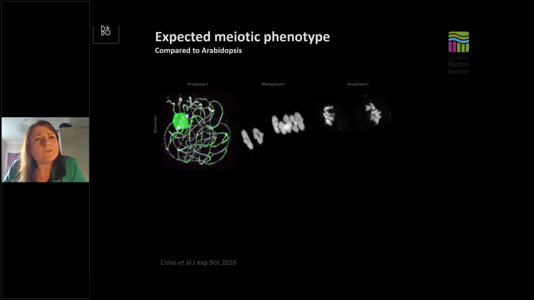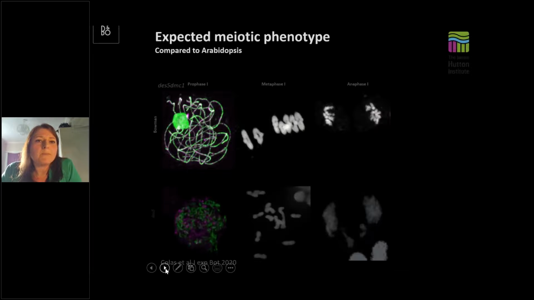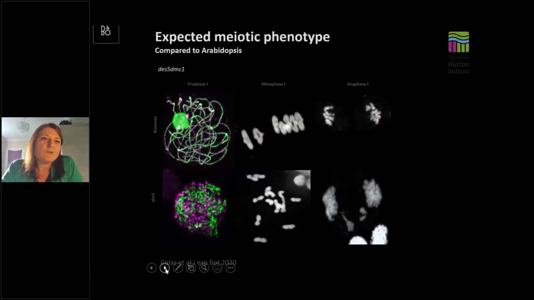So barley is a well-behaved eukaryote compared to Arabidopsis. For example, if you look at pachytene cells here in prophase in the Bowman genotype, and you look at the 7 ring bivalents in metaphase, and an equal distribution of chromosomes in young anaphase, this is what you expect from a normal meiosis. But of course, when you have a very classical mutant like the DMC1 mutant, which is DES5, you have exactly the same expected phenotype that we normally have in all organisms.